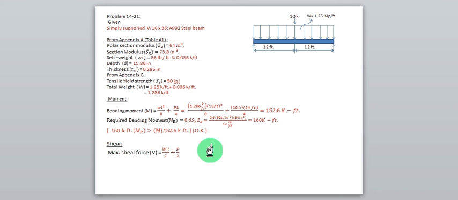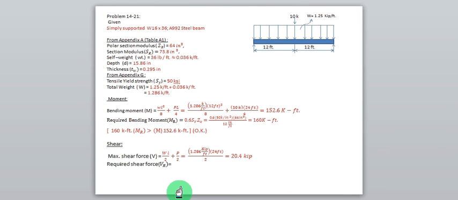So substituting the corresponding values, we have calculated the maximum shear force as 20.4 kips. Now we calculate the required shear force by using the formula 0.4 SY d tw, where SY is the tensile yield strength, d is the depth and tw is the thickness of the web. Substituting the corresponding values and calculating, we got the required shear force value as 93.6 kips, which is greater than the maximum shear force calculated value, that is 20.4 kips. So the beam is okay.